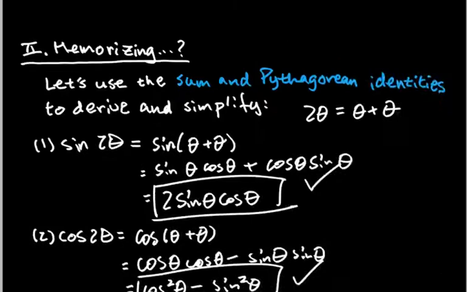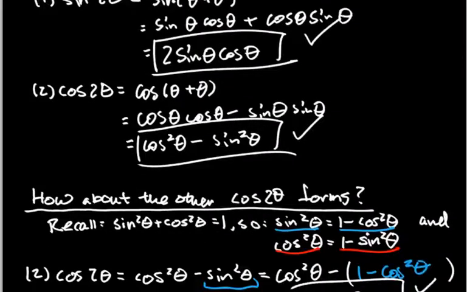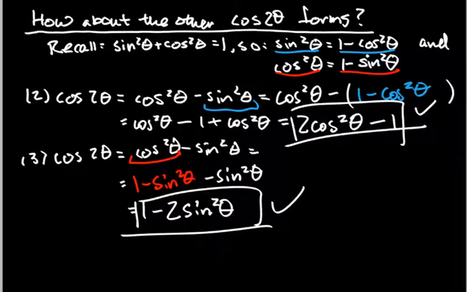So basically, we use the sum identities to get the first forms. And there's really no other form for sine 2 theta, so that just stays there. Then we use the Pythagorean identities to directly apply them to cosine of 2 theta and get two other forms. These are useful in different cases. It's helpful to be able to recognize what's what.